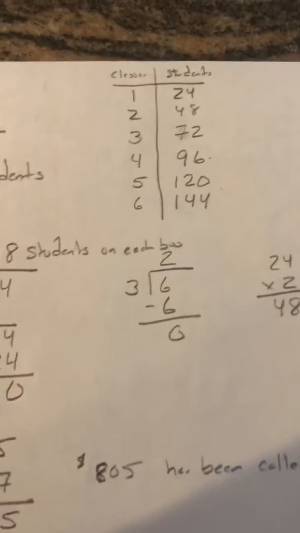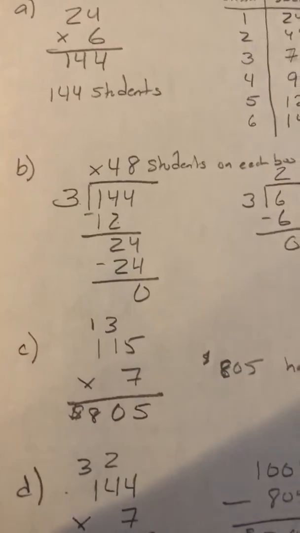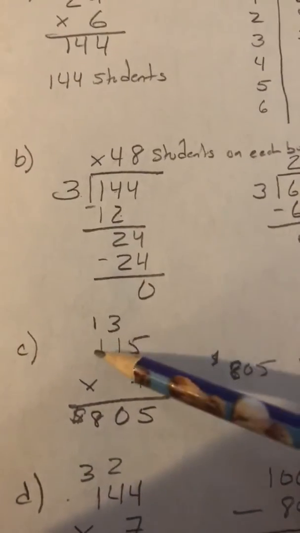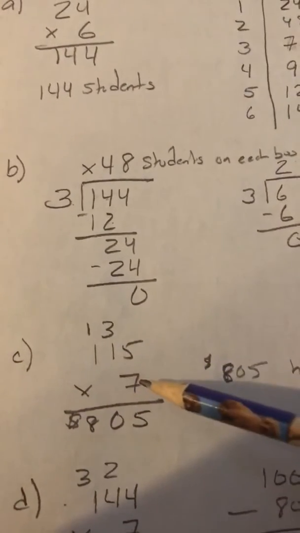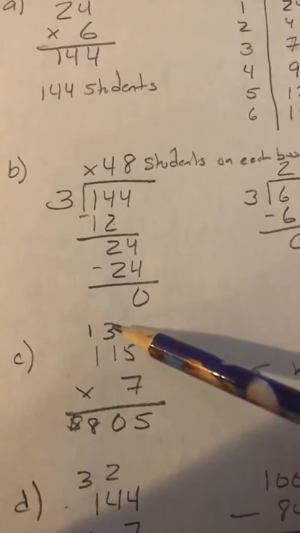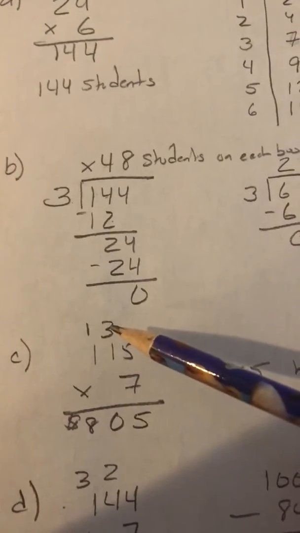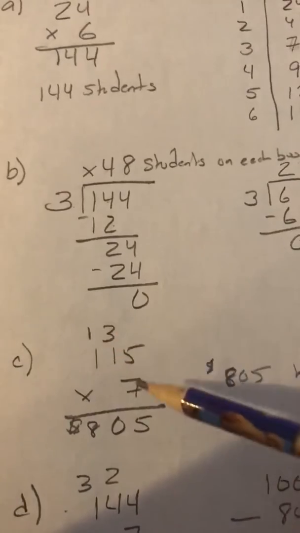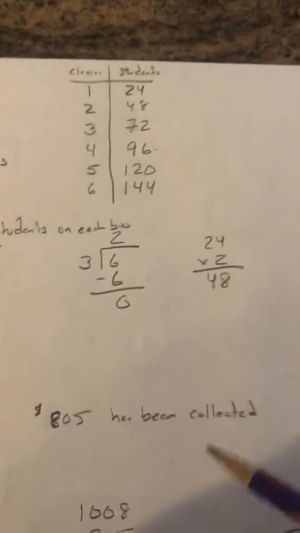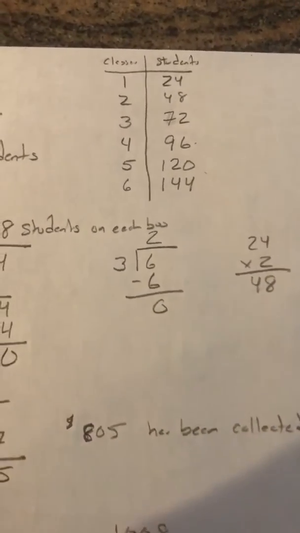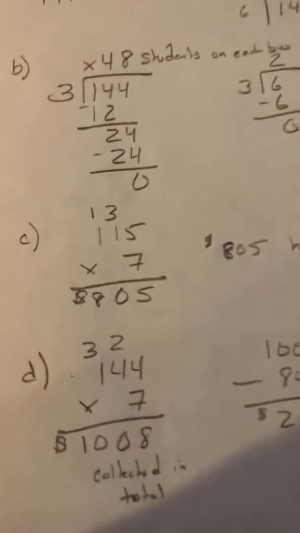Now, part C said that 115 students have already paid. So they want to know how much has been collected by the teachers. So we're going to just do 115 as the students. Since each student is paying $7, we're going to do 115 times 7. So 7 times 5 is 35. So I put the 5 down and regroup the 3. 7 times 1 is 7, plus 3 is 10. So I put the 0 down, I regroup the 1. 7 times 1 is 7, plus 1 is 8. So far the teachers have collected $805.